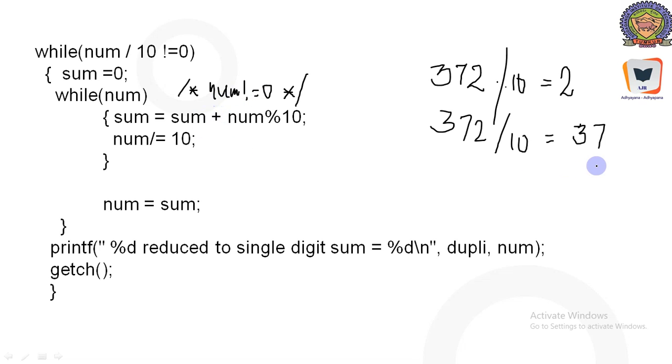So num has become 3 in the third cycle. It is not equal to 0. Therefore sum equal to, it has already gathered 9. Sum has gathered 9, 9 plus 3, because 3 mod 10 is 3. Once again, if you divide num 3 by 10 it equals 0, therefore number becomes 0.